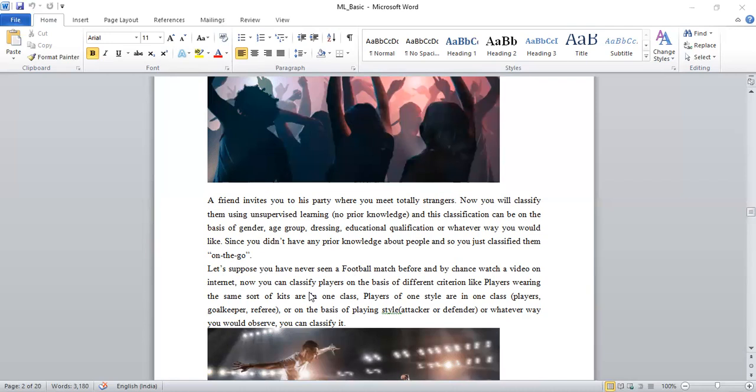Now look at the second example. Let's suppose you have never seen a football match before and by chance watch a video on the internet. Now you can classify players on the basis of different criteria, like players wearing the same sort of kits are in one class, players of one style are in one class, goalkeeper, referee, or on the basis of playing style, attacker or defender, or whatever way you observe.